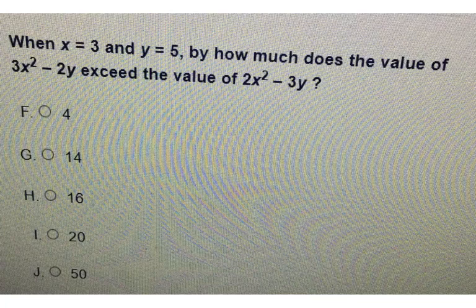What'd you get? G. G. Yes. What do you guys think? Yeah. Thinks it's G. So we're really given 3x squared minus 2y, and we want to know what's that value.